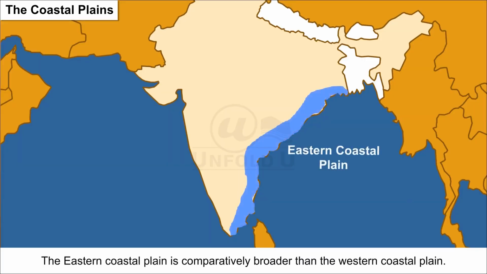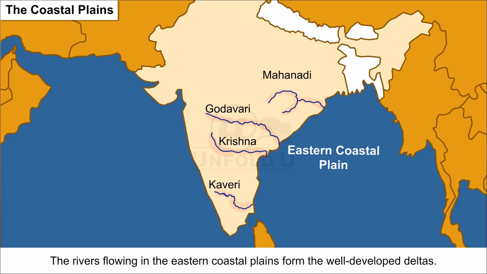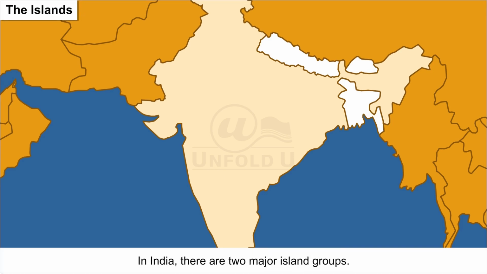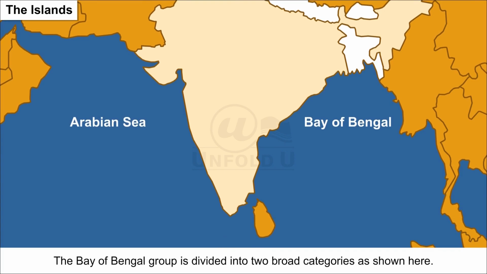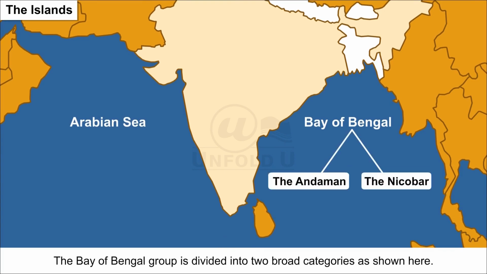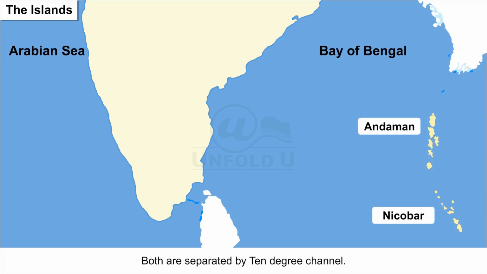The eastern coastal plain is comparatively broader than the western coastal plain. The rivers flowing in the eastern coastal plain form the well-developed deltas. The islands. In India, there are two major island groups. 1. In the Bay of Bengal. 2. In the Arabian Sea. The Bay of Bengal group is divided into two broad categories as shown here. Andaman Island is located in the north, while Nicobar Island is located in the south. Both are separated by 10-degree channel.